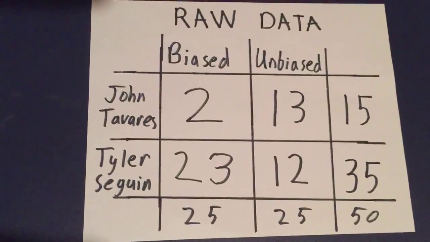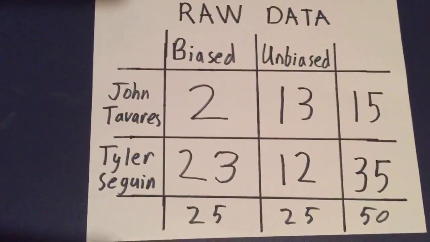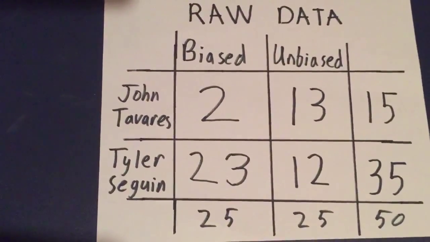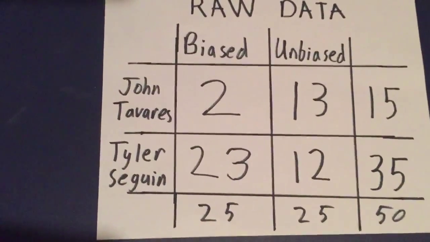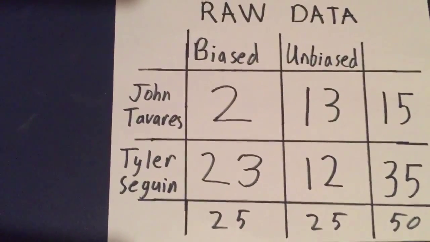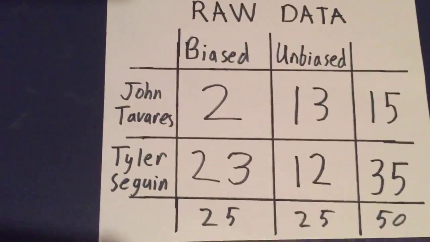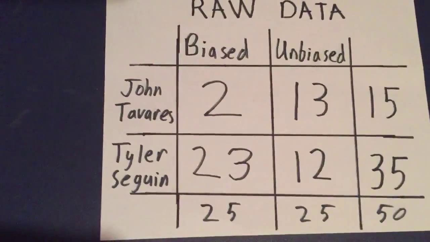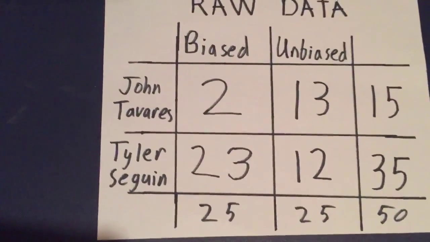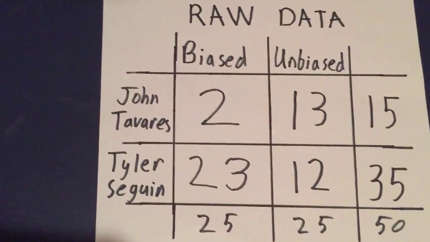Observing the raw data, we see that when asked the unbiased question, 12 out of 25 students answered in favor of Tyler Seguin, which equates to 48%, and 13 out of 25 students answered in favor of John Tavares, which equates to 52%. And when students were asked the biased question, 23 out of 25 answered in favor of Tyler Seguin, equating to 92%, and only 2 out of 25 answered in favor of John Tavares, equating to 8%.